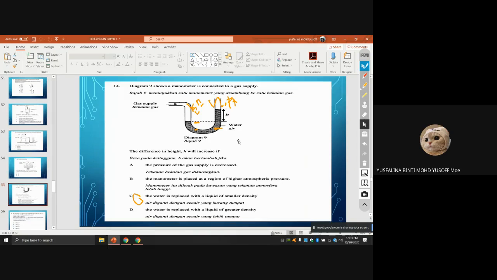Okay, diagram 9 shows a manometer connected to a gas supply, right? So the difference in height H will increase if... this one we already answered, H is equal to P over rho g, right? So if you want to increase the H, you have to use a liquid with smaller density, or you put the manometer at lower atmospheric pressure. Okay, so the answer should be C. Right, next one.